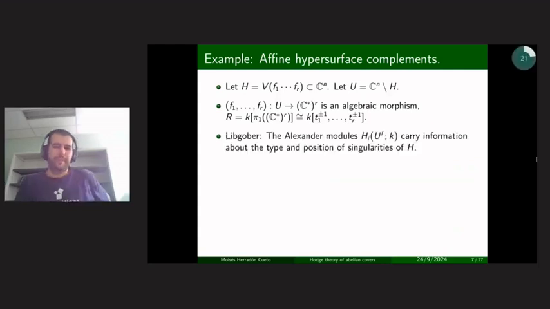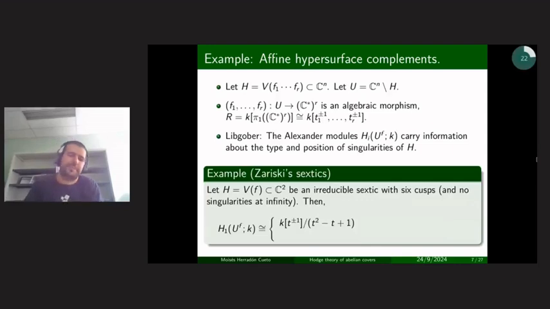And it's been known for a very, very long time that by looking at the complement, in particular looking at the Alexander modules, you can know stuff about the singularities of the hypersurface. And this is the most classical example. So maybe people have heard of it, but it's a really nice example. I just want to mention it.